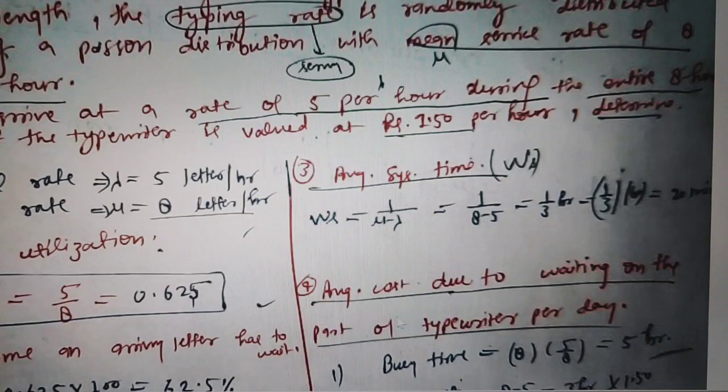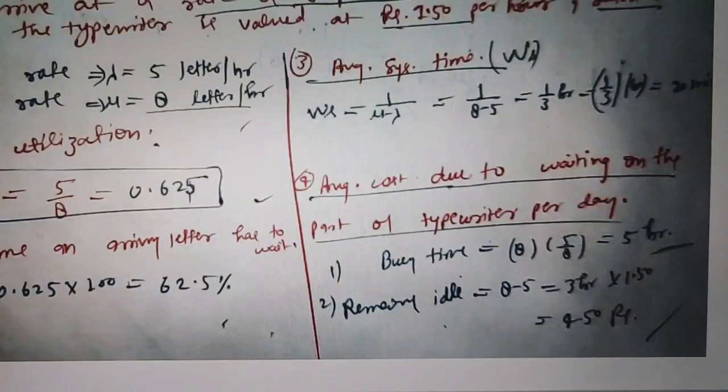Now we have to find the average cost due to waiting on the part of the typewriter per day. So what will be the average cost? Simply, the average cost due to waiting on the part of the typewriter per day will be based on the busy time. Busy time is nothing but 5 by 8, which is our utilization factor, multiplied by the typewriter's work for a day, which is 8. So multiply 8 with 5 by 8, it will give only 5 hours. So the remaining time will be 8 minus 5, so it will be 3 hours.